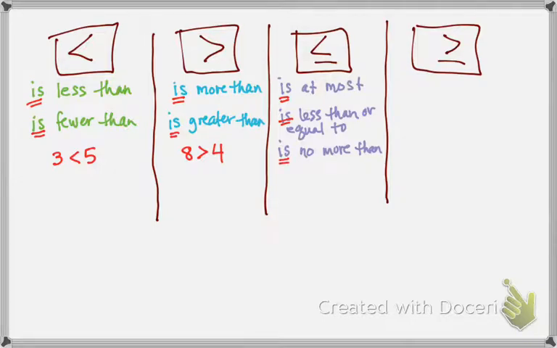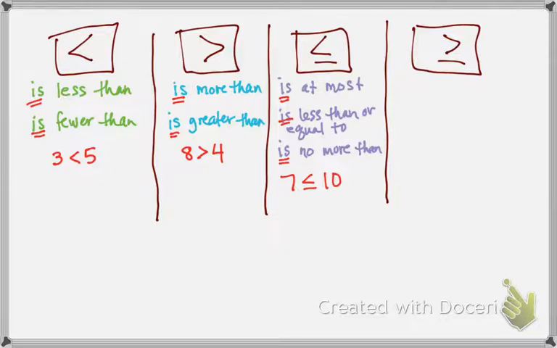So an example would be 7 is no more than 10. That sounds funny, doesn't it? 7 is less than or equal to 10. So your number has to be less than or equal to 10. That's a bad example. We'll just play along and keep moving.